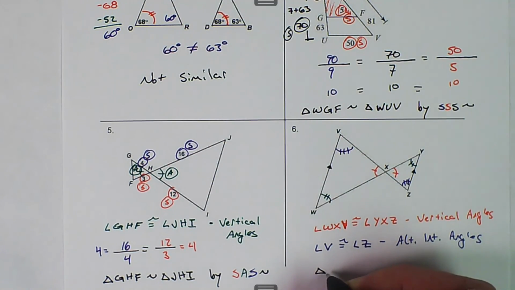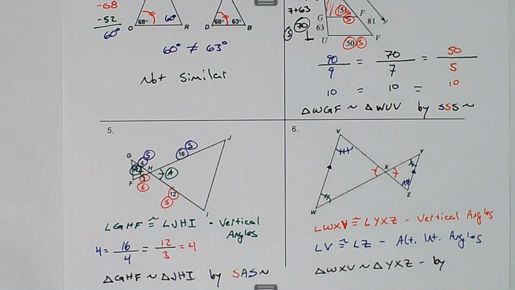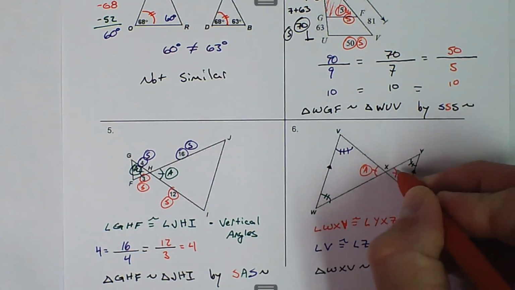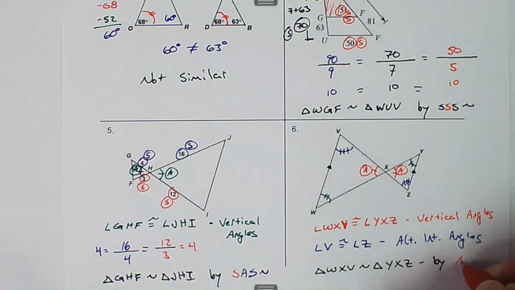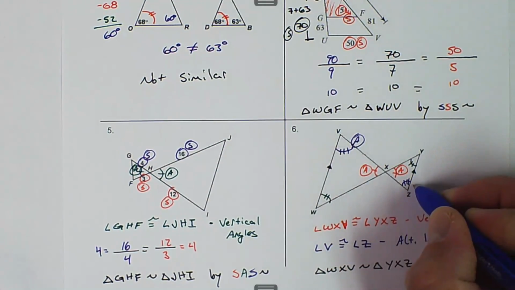So now we can say triangle WXV is similar to triangle YXZ by angle similarity. So we have an angle here, and then we have an angle here. We could actually choose whichever other one we wanted.